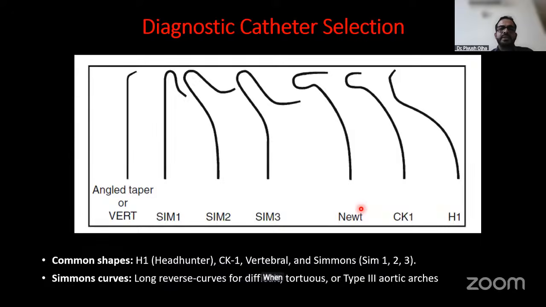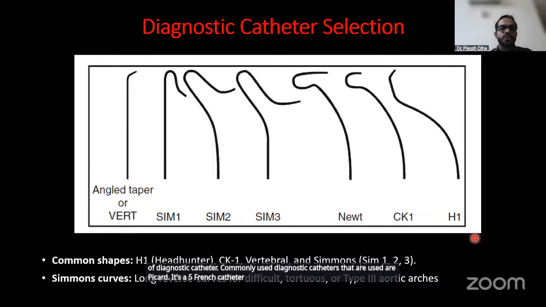When you look at diagnostic catheter selection, there are different types of diagnostic catheters. Commonly used diagnostic catheters are the Picard. It's a 5 French catheter. You can also use a Wert or H1. It all depends on how comfortable you are with those catheters.